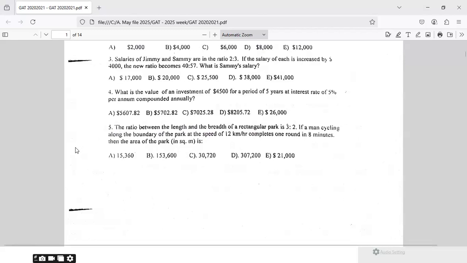All right, so it's the same as saying 2x plus 4,000 divided by 3x plus 4,000, then equaling to 40 over 57. Like principle, all the rules of ratios state like that.